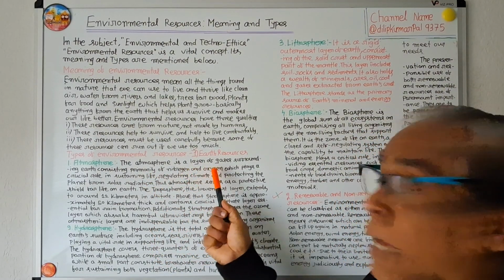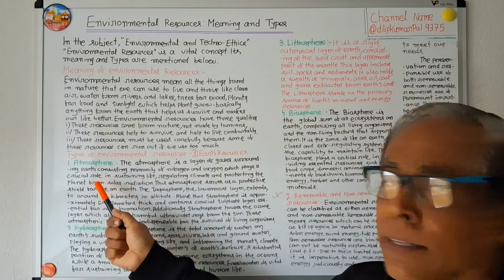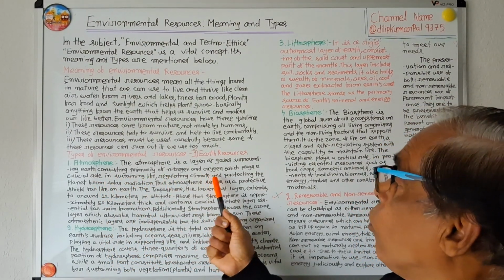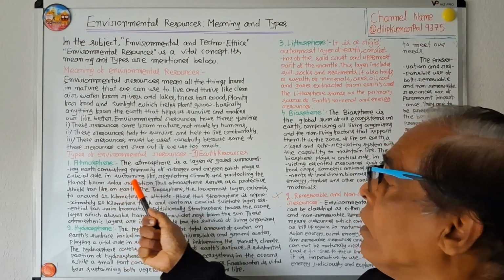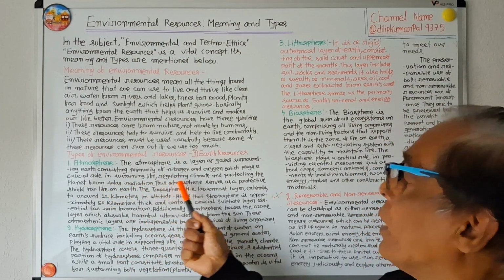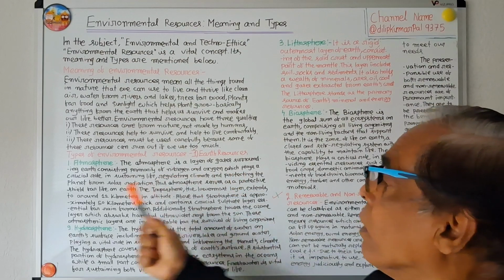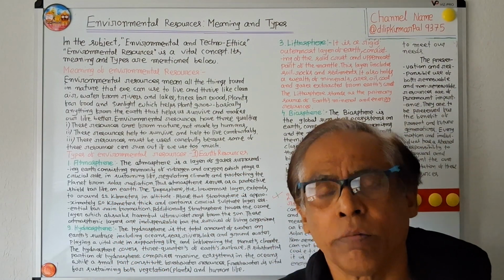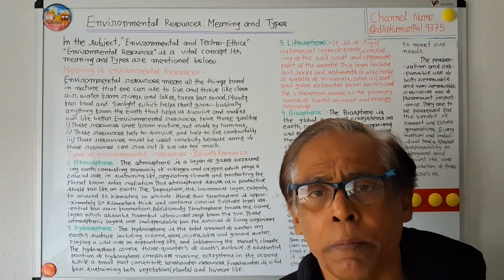Atmosphere is a layer of gases surrounding earth, consisting primarily of nitrogen and oxygen, which plays a crucial role in sustaining life, regulating climate, and protecting the planet from solar radiation. So the first category of earth resources is atmosphere.